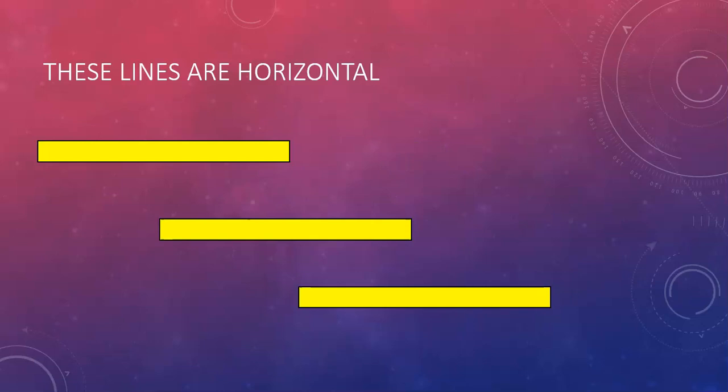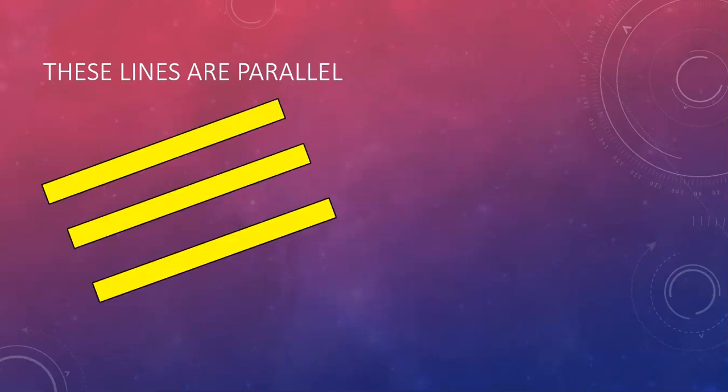These lines are horizontal. True. True or false? These lines are parallel. True. They are diagonal lines. They are not vertical and they are not horizontal, but they are running alongside each other and they are not getting closer or further apart from the next line beside it. These lines are parallel.